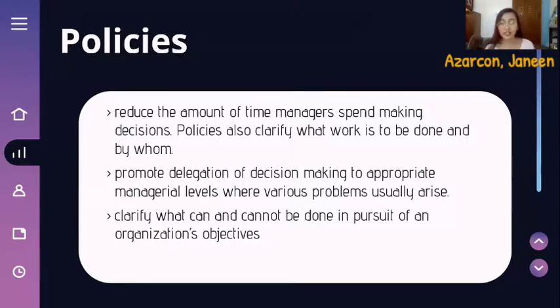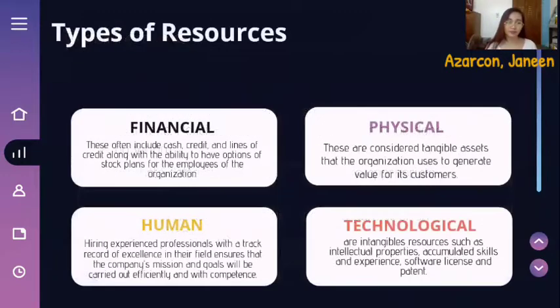So many organizations have a policy manual that serves to guide and direct behavior. And as I have said a while ago, policies clarify what can and cannot be done in pursuit of an organization's objectives. Okay. So all organizations have at least 4 types of resources that can be used to achieve the desired objectives. So first is your financial resources. So it covers all the financial funds of the organization. Second is your physical resources.